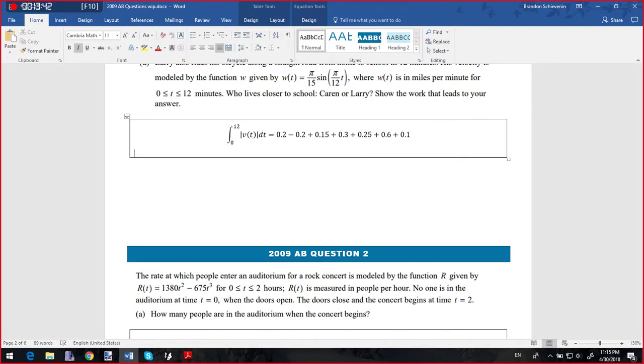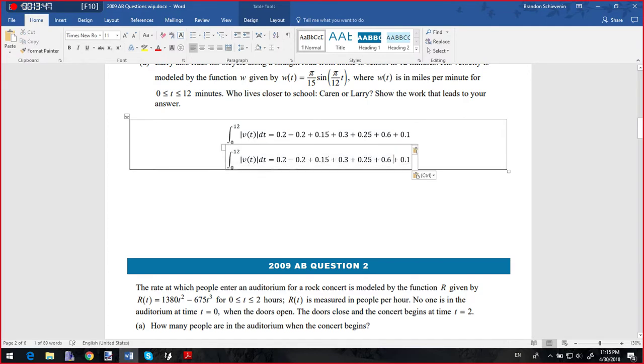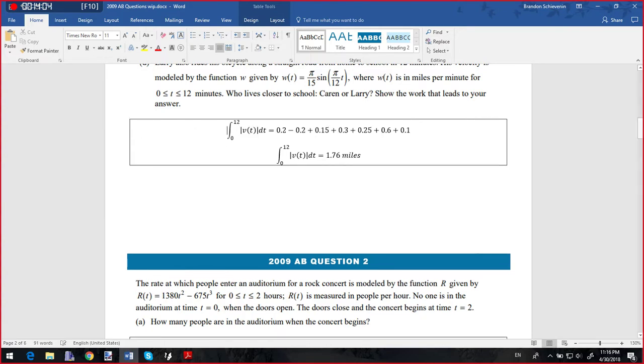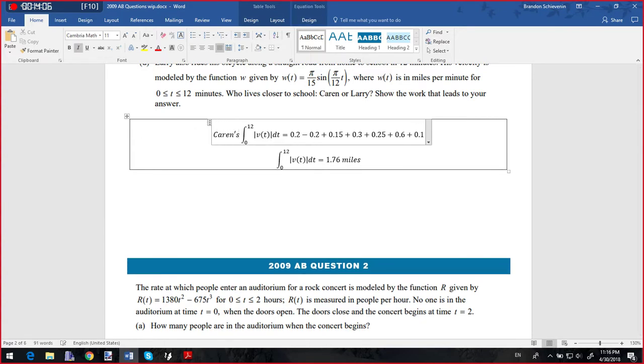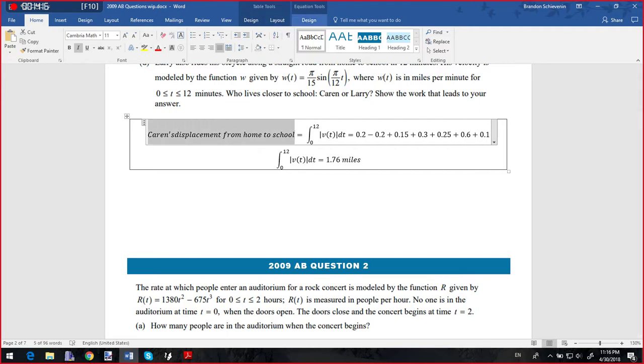Okay. So this is Karen's displacement from home to the school, which should tell us the distance from her house to the school.